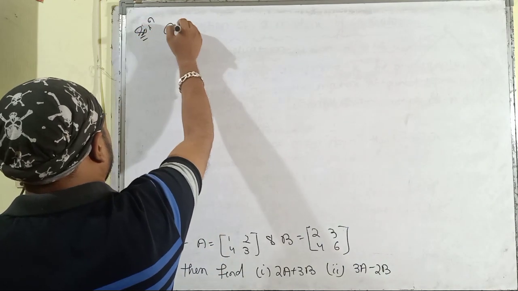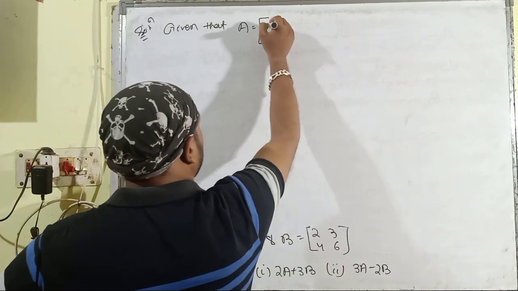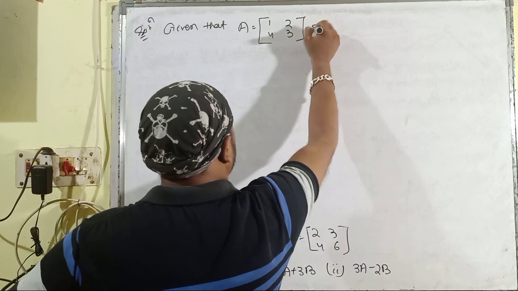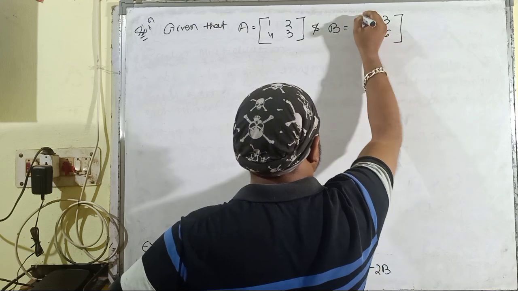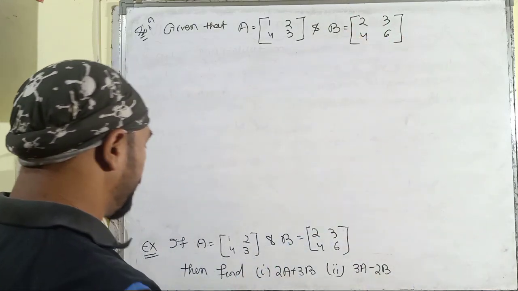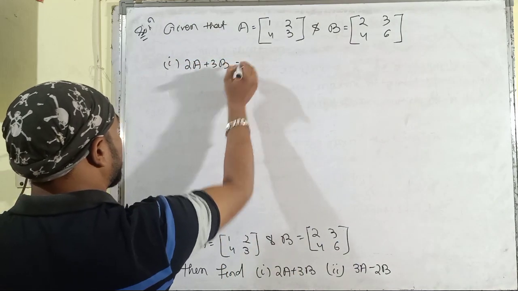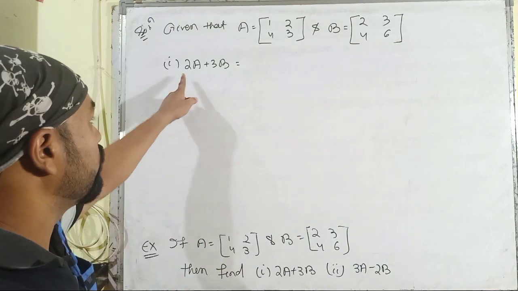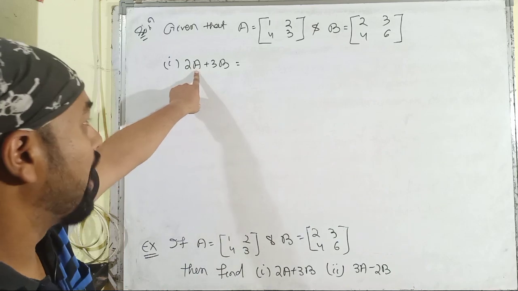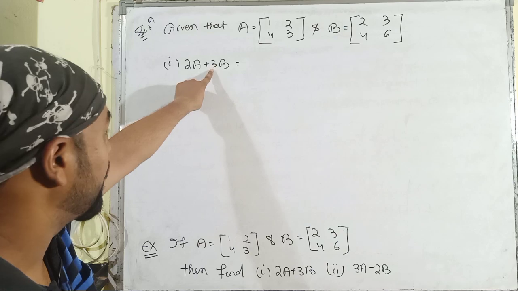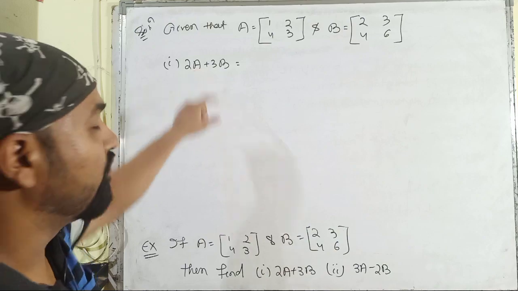Solution: given that A is equal to 1, 2, 4, 3 and B is equal to 2, 3, 4, 6. Then here we have to find out 2A plus 3B. Two scalars are there. The first one is 2 and the second one is 3, and we have to multiply the scalar 2 with the first matrix A, and then multiply the second scalar, that is 3, with the second matrix B, and then we have to add both of the newly formed matrices.